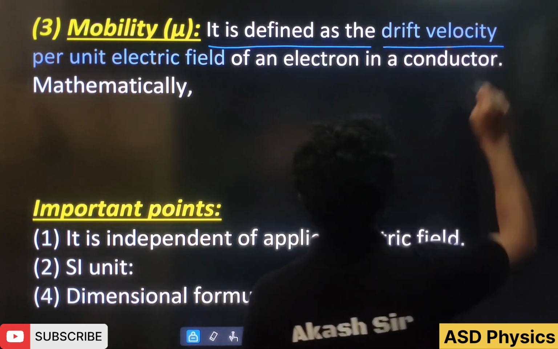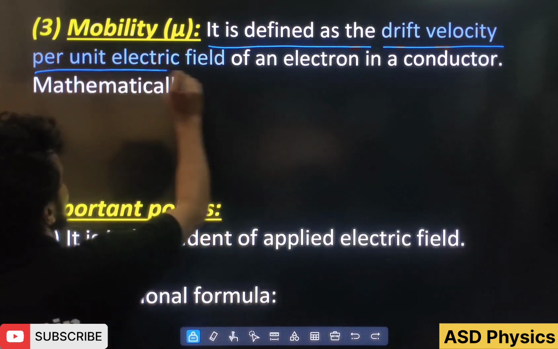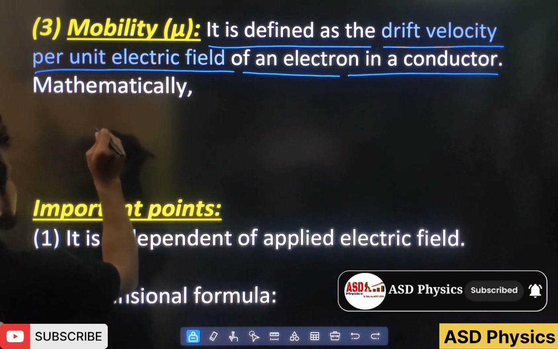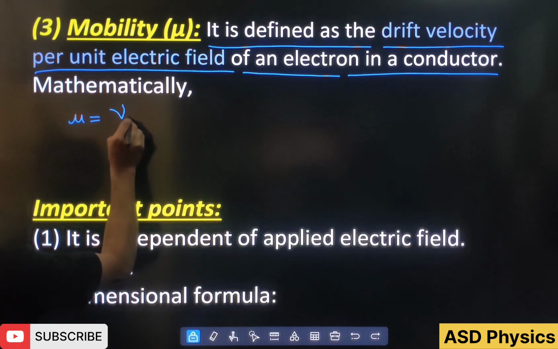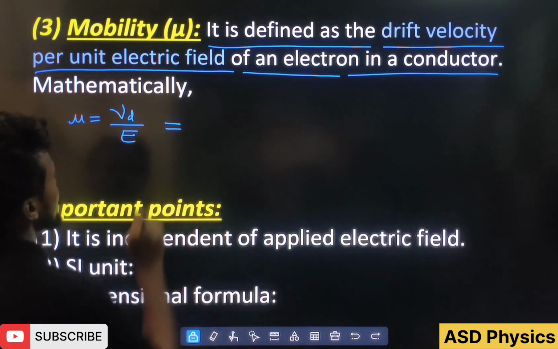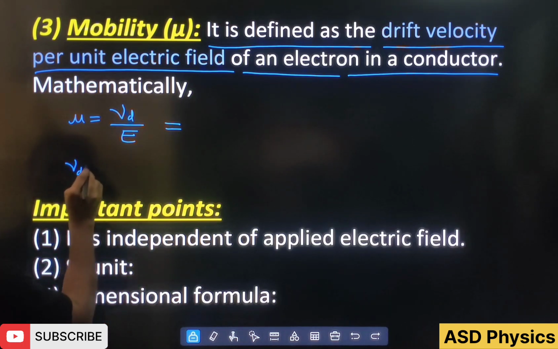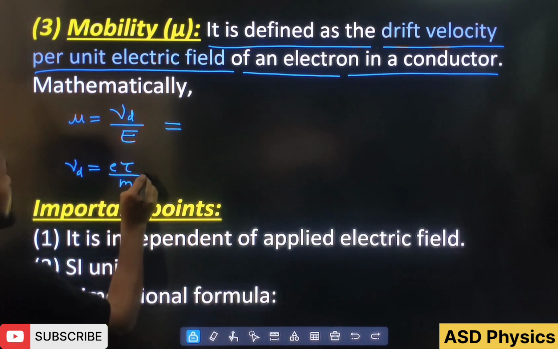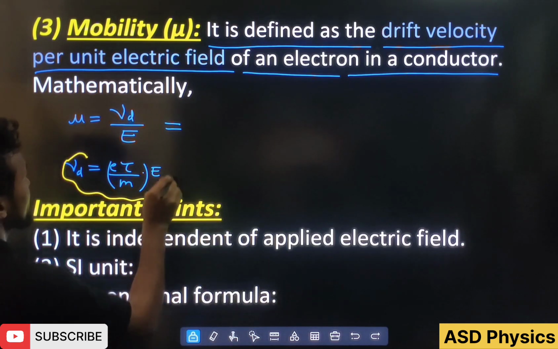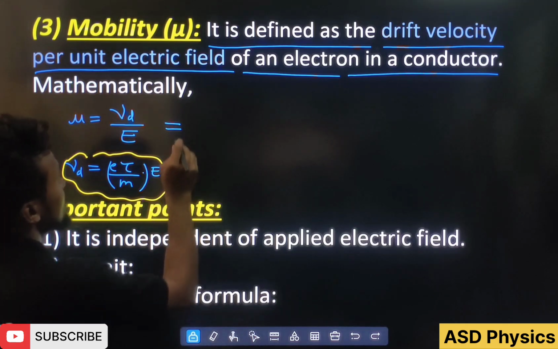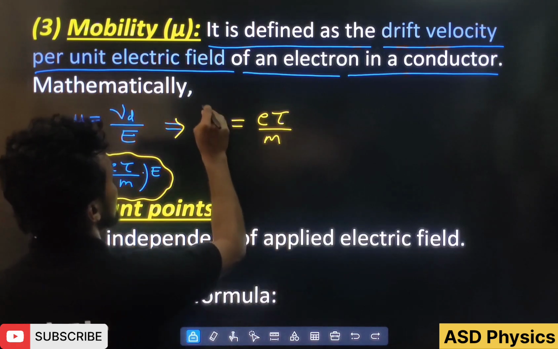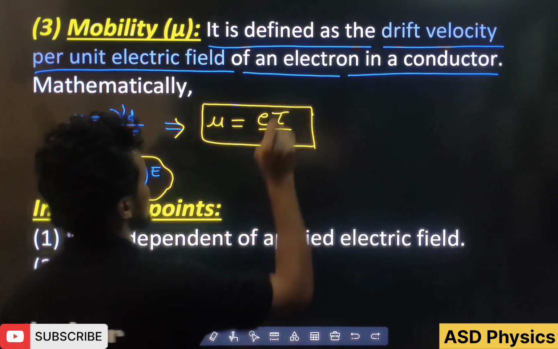It is defined as the drift velocity per unit electric field of an electron in a conductor. Mathematically, it is given by mu equal to Vd by E. After that, students, you know very well, I have taught you, Vd equal to e tau by m into E. Remember, this I taught you in the derivation when I wrote the magnitude. So from here, Vd by E will come out as e tau by m. So mu, the mobility, I can write as e tau by m.